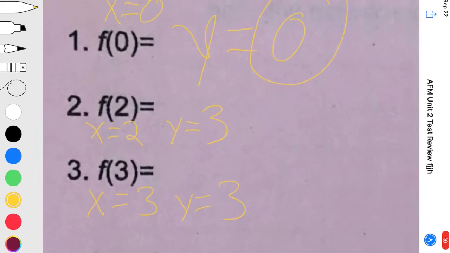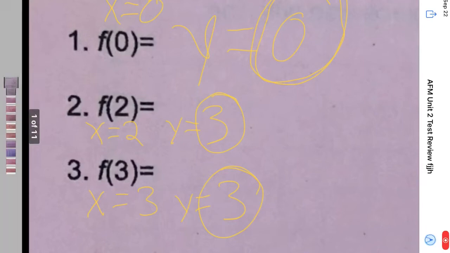Something that I pointed out Friday is the fact that I don't care if you set it up like this or write this part out, as long as you have 0 as number 1, 3 as number 2, and 3 as number 3.